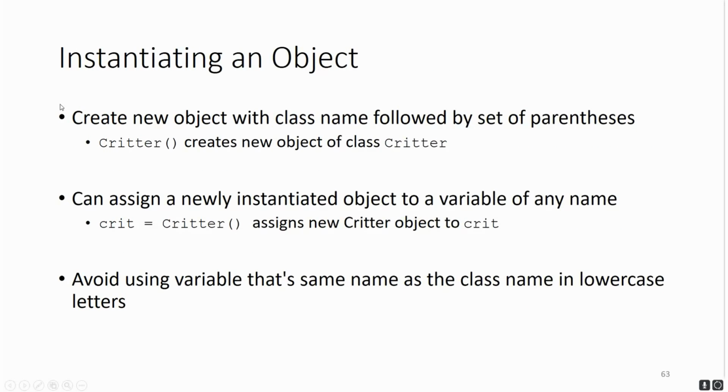Now next we have the initialization method. To create a new object, you use a class name followed by a set of parentheses. Creator creates a new object of class creator. Just like we saw in the example, just by doing creator equals Creator(), we create a new instance of that class. Super easy. It's not complicated at all.